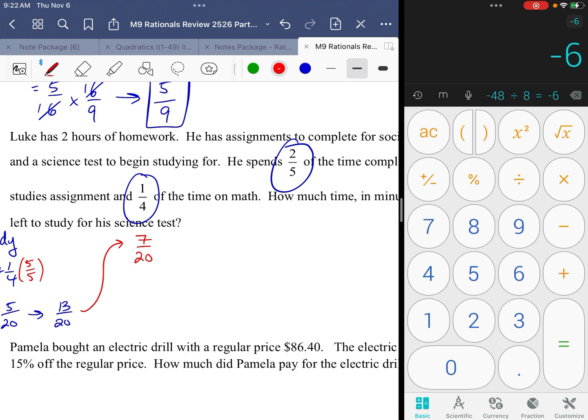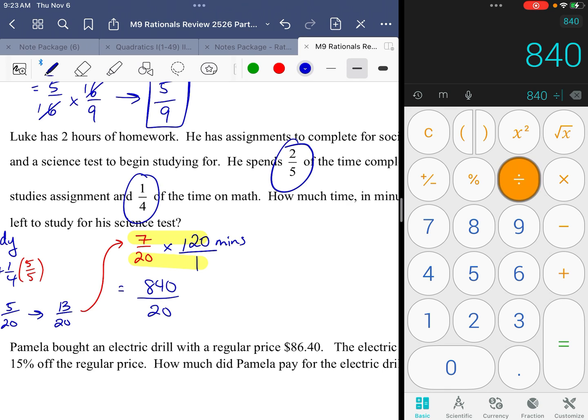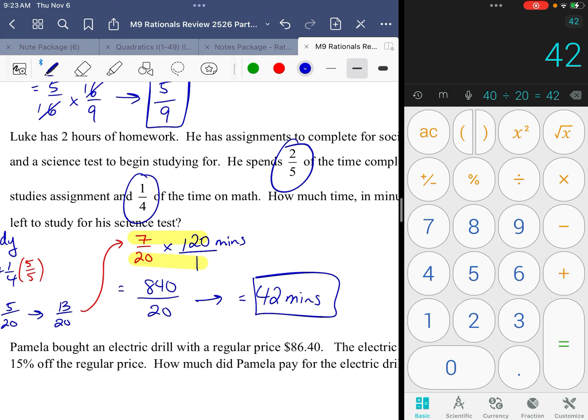Now, his total time was 2 hours. We want the answer in minutes, so 2 hours in minutes. There's 60 minutes per hour, so 60 times 2. There's 120 minutes up for grabs. 120 is the same as 120 over 1. If we multiply our numerators and multiply our denominators now, 7 times 120 is 840, and 20 times 1 is 20. 840 divided by 20 equals 42 minutes.